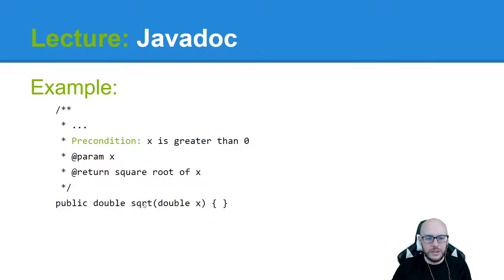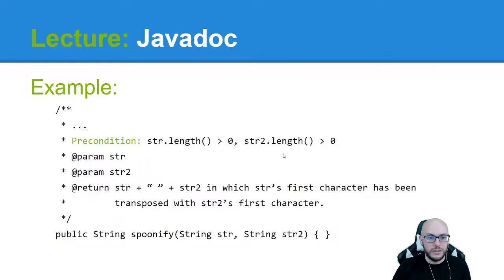Right? Here I see sqrt, a square root method. Precondition, x is greater than 0. What happens if x is 0 or negative? Right? Our square root function kind of falls apart. Our square root method falls apart. And so here I'm saying precondition. We're assuming x is greater than 0.